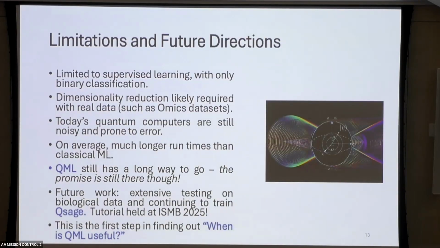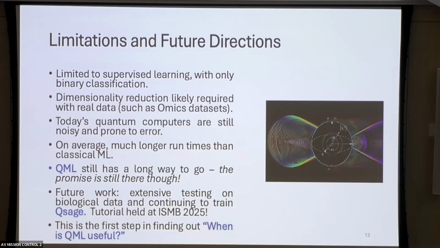Okay, so wrapping it up here. Of course, everything has its limitations, right? So currently, unfortunately, quantum machine learning is limited to supervised learning with only binary classification. That's because when you measure the circuit at the end of it, your qubits collapse to either 0 or 1. Dimensionality reduction is almost always required because when you transform your data, every feature in your data set corresponds to 1 qubit in your circuit.